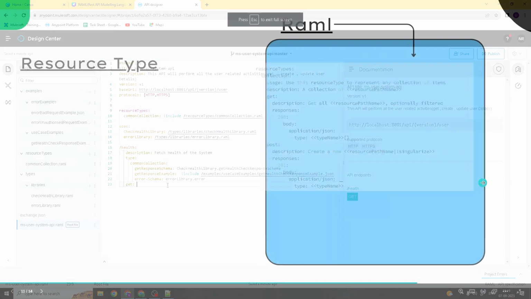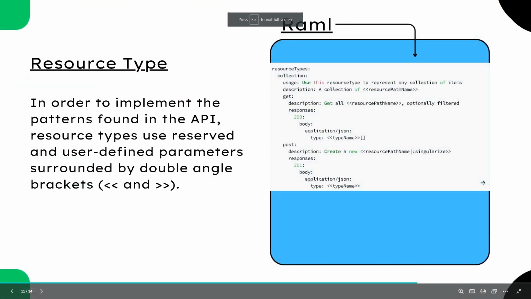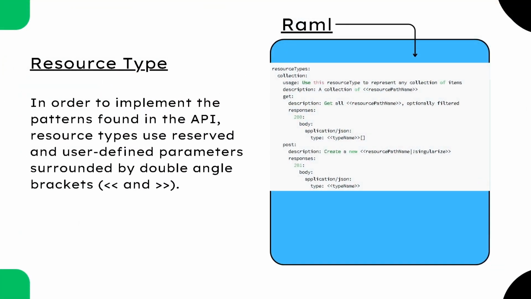Okay guys, we will create these remaining endpoints in part 3. I hope you understood everything we have learned in this session, in this part 2: what a resource type is, how you can utilize the common collections, and how you can make a RAML design reusable.